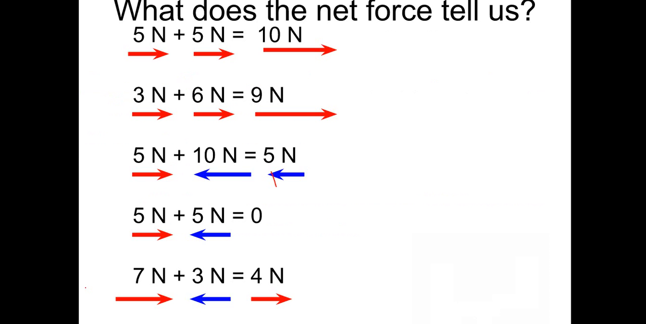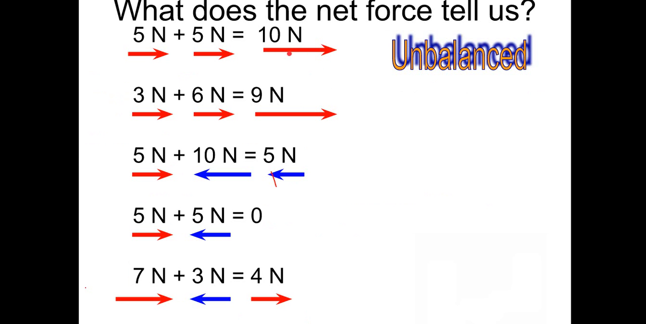So we have these same problems that we just looked at. It says, what does the net force tell us? So we have those problems. We have 10 newtons to the right, 9 newtons to the right, 5 newtons to the left, 0, remember, and then 4 newtons to the right. Looking at the net force, you're going to be able to tell, is there motion or change in motion or not? So looking at these, you can tell that this one is unbalanced.